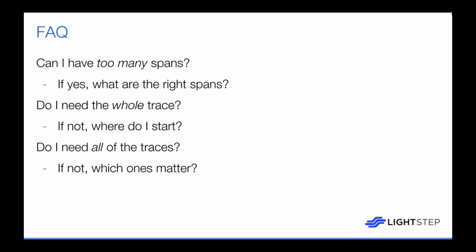Okay, so maybe I've answered a few questions, maybe I've raised a few as well. Some things that might be in your mind here: can I have too many spans? What is enough spans? And what are the right spans among those? I mentioned tracing as this end-to-end thing. I also said we're going to talk about how we can get value out of tracing for a single service. So one question might be, where do I start? And do I need all these traces? There's potentially a lot of data here. You might be concerned about overhead. And if we want to pick and choose among these traces, which are the ones that matter?